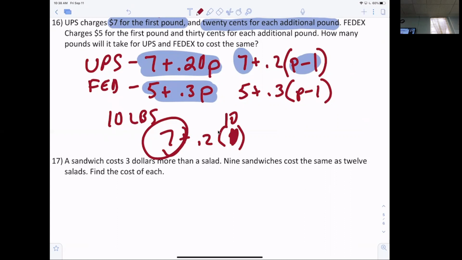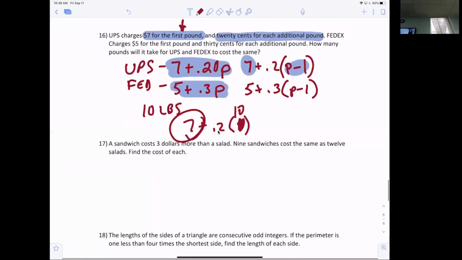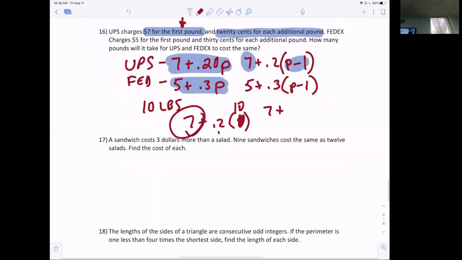And if you don't see something, let me write it up there again. I'll try to say it a different way. As soon as you see it, oh, that makes sense now, right? The $7 is for the first pound. So now instead of there being 10 pounds, you only have to weigh what? 9 pounds. All right? Now, of course, you would set those equal to each other. So that would be 7 plus 0.2 times P minus 1 equals 5 plus 0.3 times P minus 1.